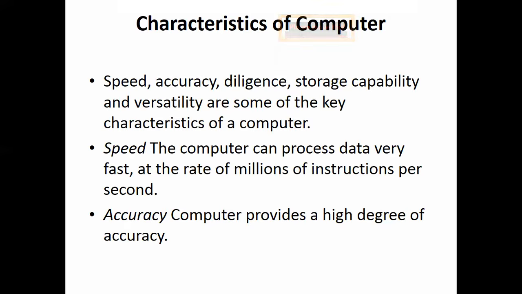Accuracy. Oh, let me start with speed. Computers are able to process data at a very fast speed. In comparison to the human being, computers can handle a lot of instructions at the same time. Millions of instructions per second, and that has made computers attractive. We want to do a lot of things as human beings.